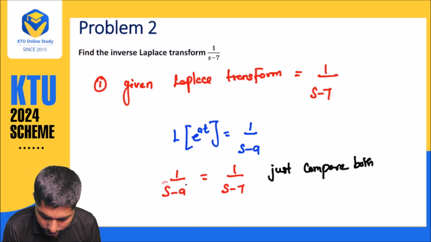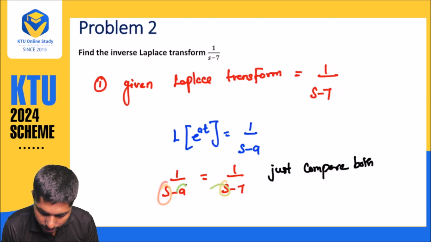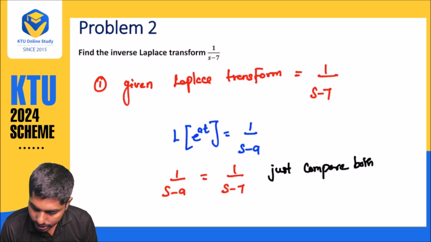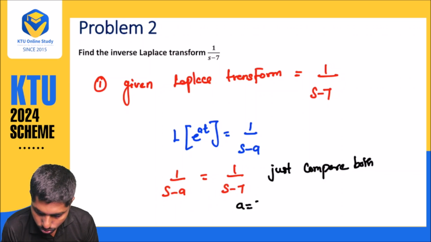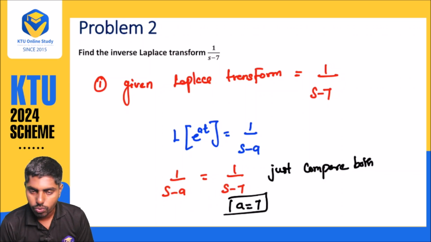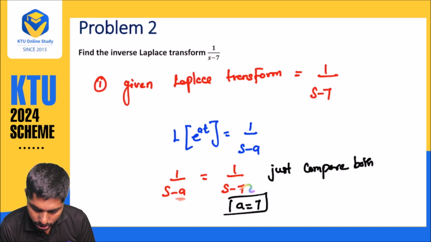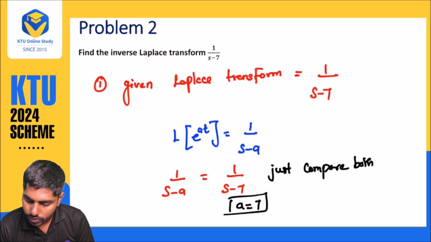So what is here? Here x is there, here also x is there. Here a is there, here also a. So we can say that our a is equal to what? 7. Our a is equal to 7, because in place of a, 7 is there.